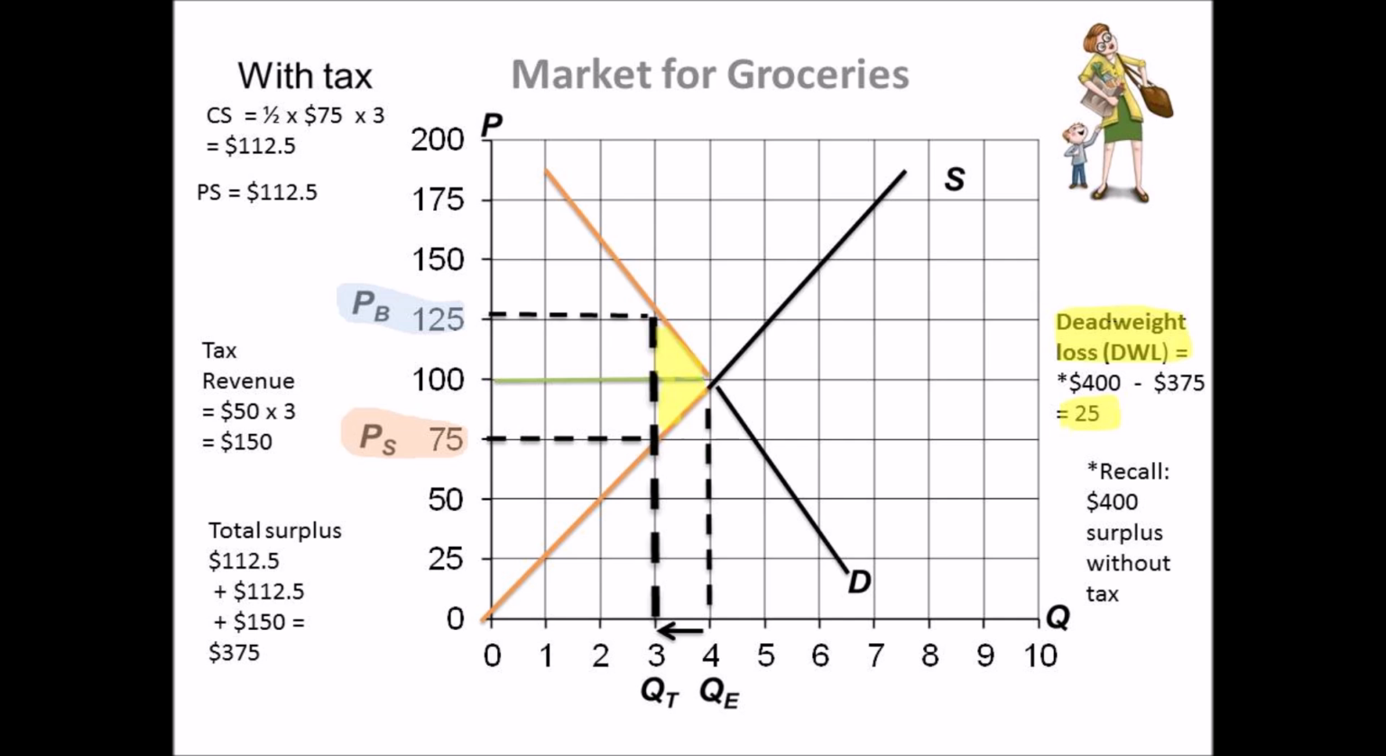Now there is the concept of deadweight loss. You see it in the yellow highlight. As you probably already know, this is the fall in total surplus that results from a market distortion, in this case the tax. Now the DWL for this one is $25, the difference from the surplus without tax of $400 to $375 with tax. Okay.